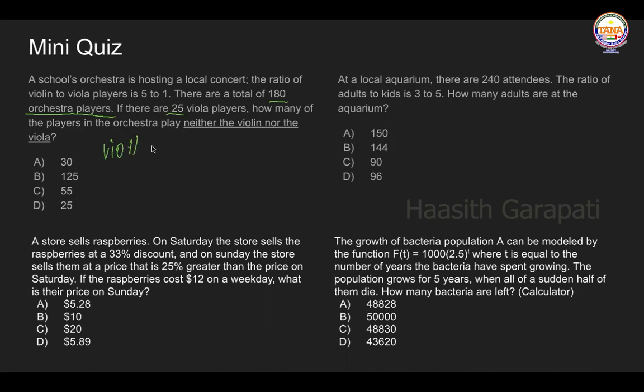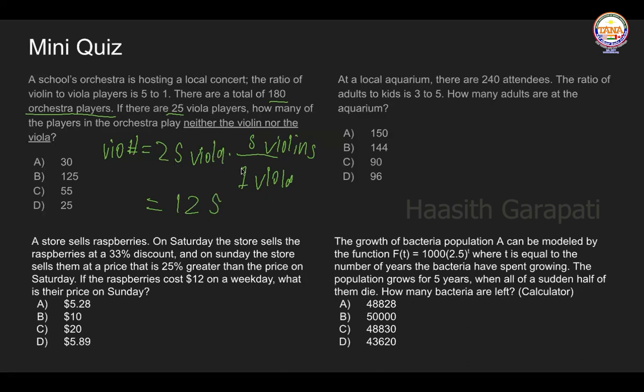So the number of violin players is going to be equal to 25 viola players, and then the ratio of violin to viola players is 5 to 1. So for every one viola player, there's going to be 5 violins. So one viola, and then 5 violins. So then how many violins is that? That's going to be 125. Okay, so that's the number of violins.